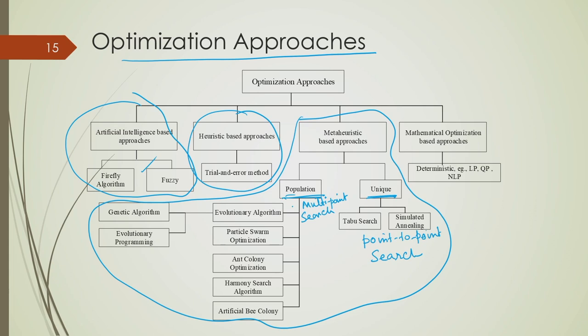Under the population based approach, you get evolutionary algorithms, for example, genetic algorithm, evolutionary programming, particle swarm optimization, ant colony, harmony search, artificial bee colony, and so forth. There are many meta heuristic approaches reported in the last few years, and there are many papers where you can find these approaches used in solving this reconfiguration problem.